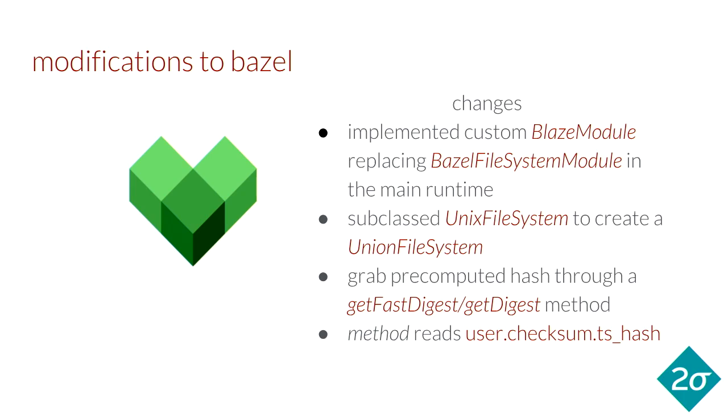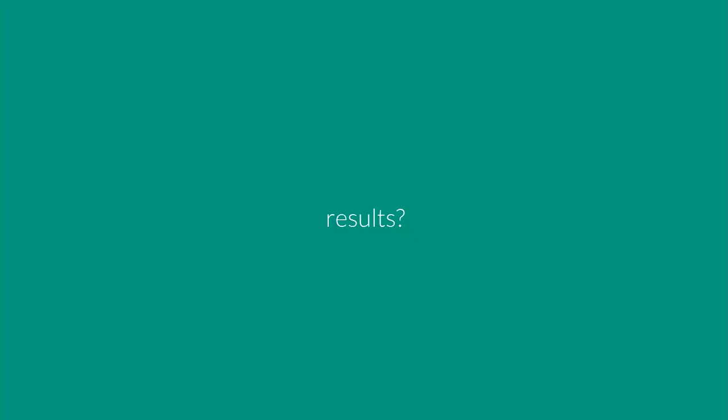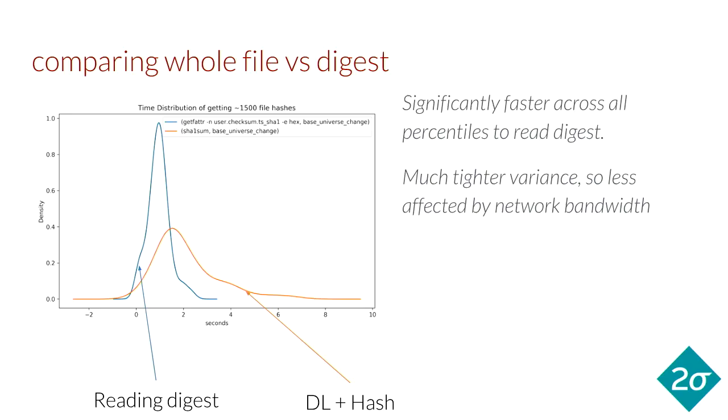Let's look at some brief results. We set up a test and looked at 1,500 files that Bazel ends up trying to get the digest for in a specific build. We took one Java code base and looked at all the files that Bazel would ever get the digest for.